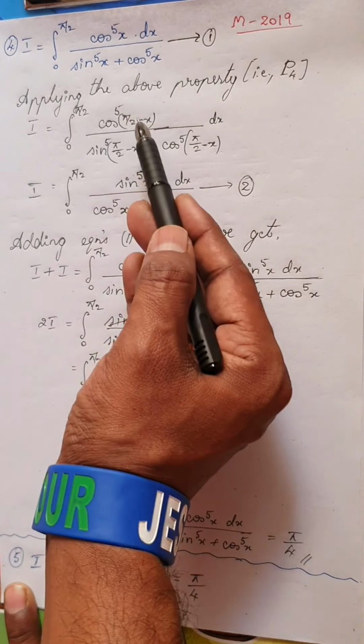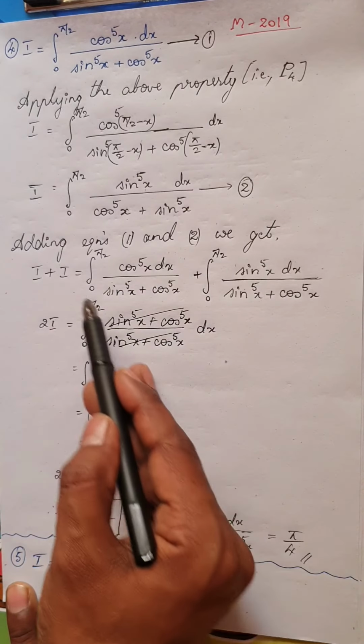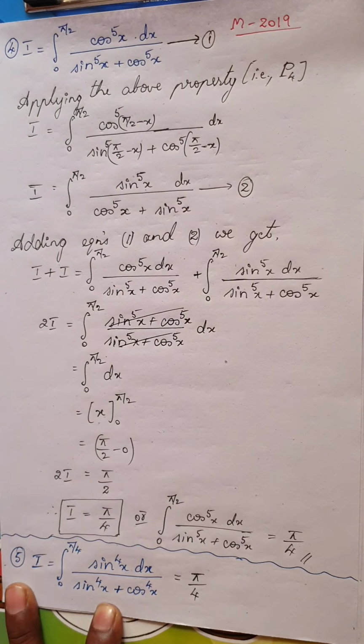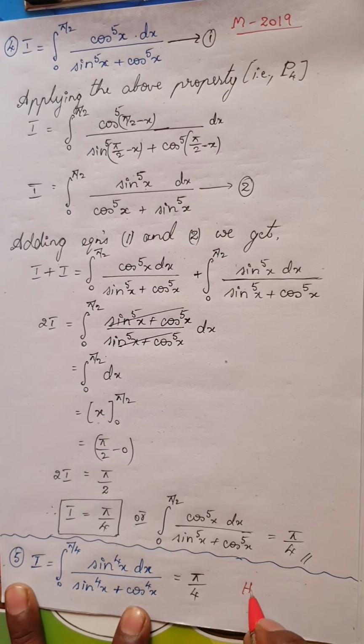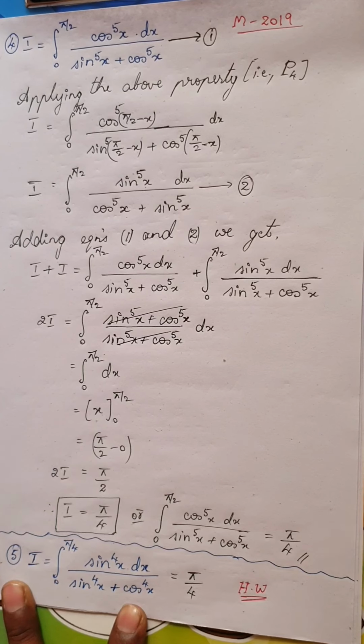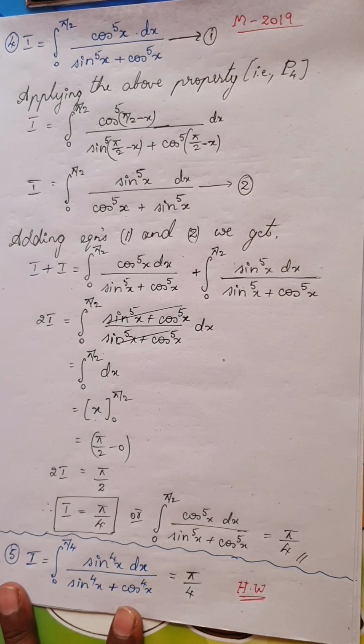But when you apply the property, when you add equation 1 and 2, it will again be reduced to 2I is equal to integral pi by 2 dx. Okay. So I am going to leave this question for you as an assignment, because there are a lot of questions related to this property. Okay. Right. Shall we move to the next question?